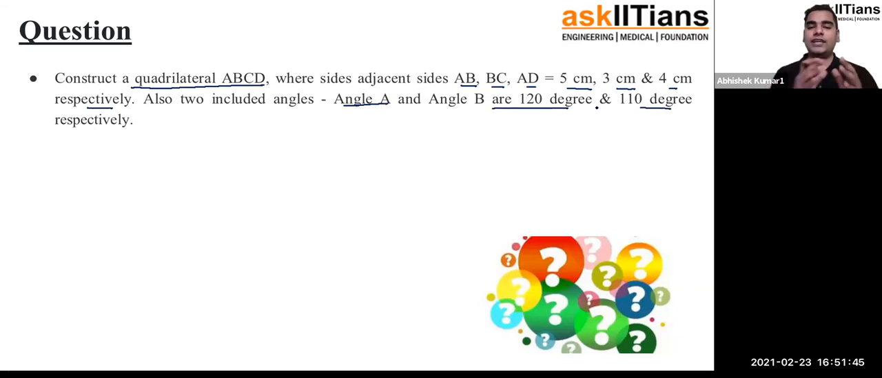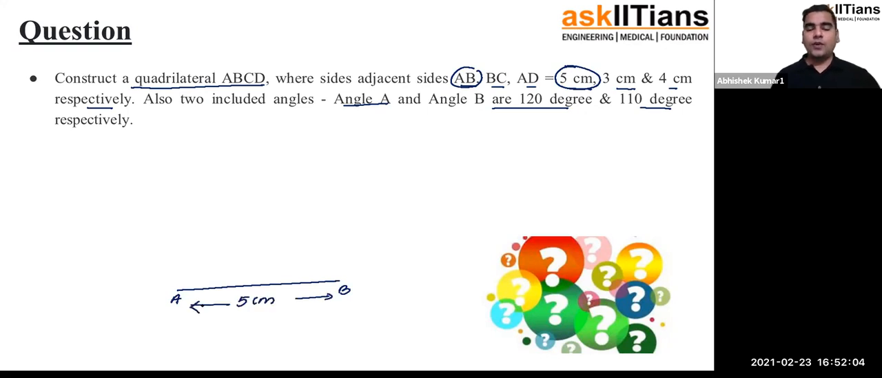Because you are provided the value of A and B, you should first draw AB. So what's the length of AB? AB is equal to 5 centimeters. So we are going to draw AB first. Let's say this is our AB, A, B, and AB is equal to what? That's equal to 5 centimeter.